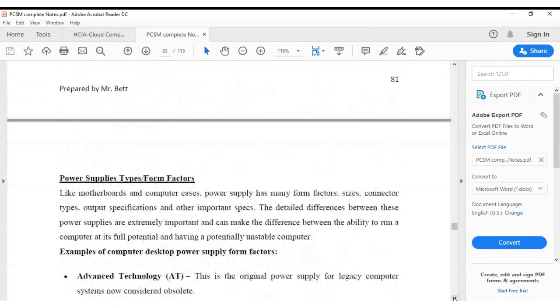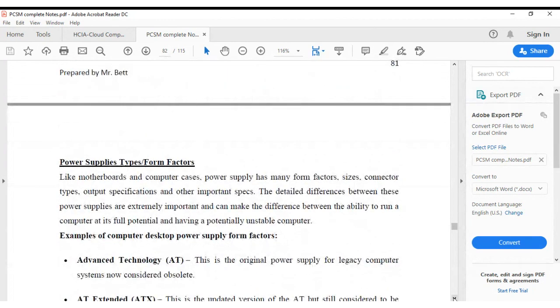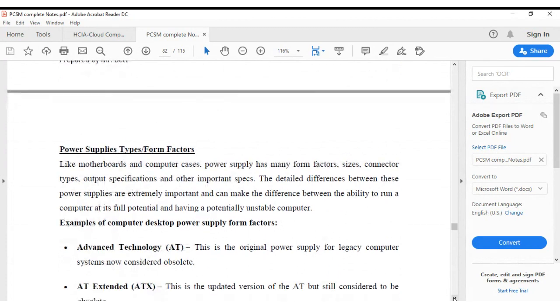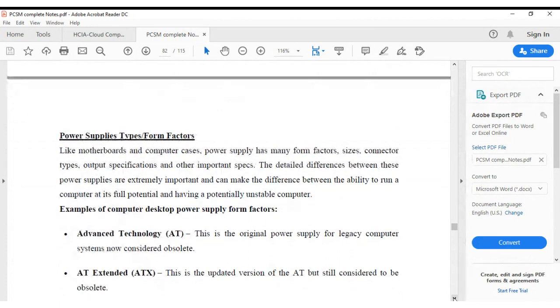Now, we have power supply form factors. Form factor is how power supplies are made. For example, some of us are tall, some of us are short, some of us are plump, some of us are thin. Power supplies come in different forms and sizes. Like motherboards and computer cases, power supplies may have form factors, sizes, connector types, output specifications, and other important specs.